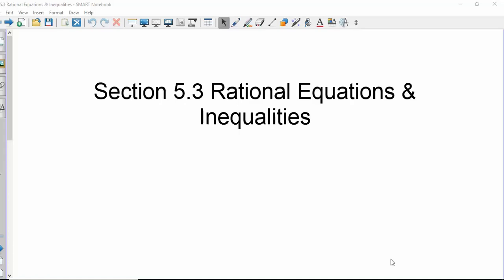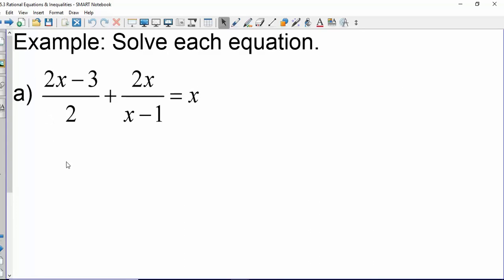just means it has a fraction in it. So the first piece of this, what we're going to work on today and tomorrow, is solving equations with these fractions. So I think the best way is just to jump in and solve them. So let's say I gave you 2x minus 3 over 2 plus 2x over x minus 1 equals x. I want to solve this.